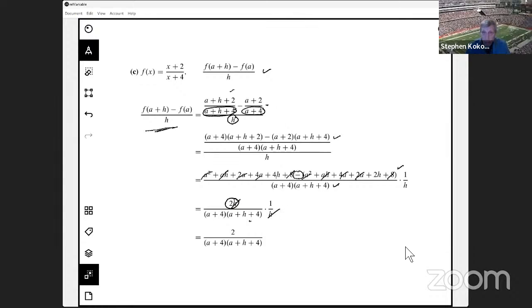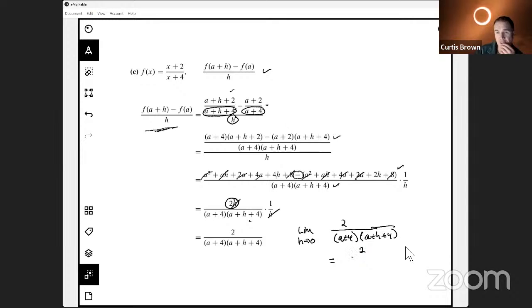The h's cancel, and I'm left with this expression without the h in the denominator, and I feel obligated to do one more step here to take a look at the limit as h goes to 0 of this expression. So this is a plus 4. See, what is that? A plus h plus 4. And what happens to that expression, Curtis, as h goes to 0? What am I left with? 2 over a plus 4 quantity squared.